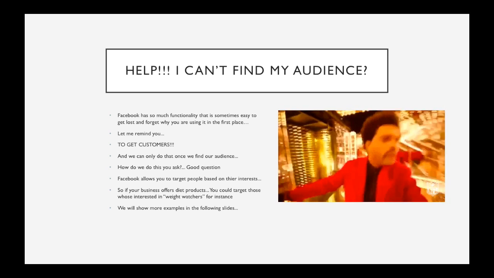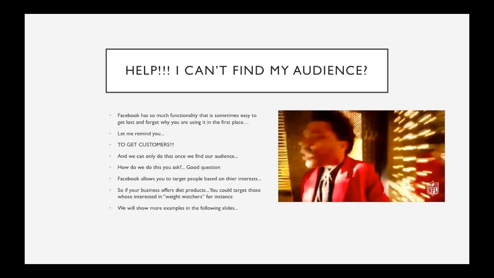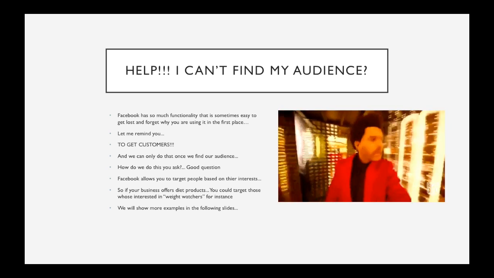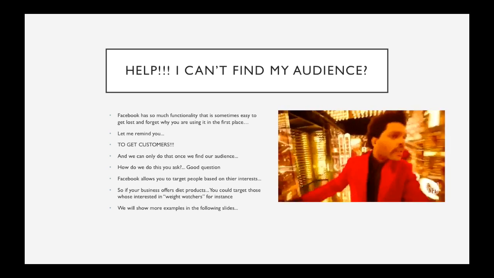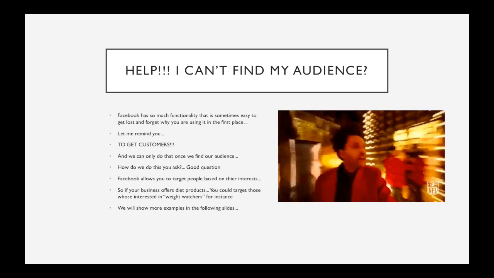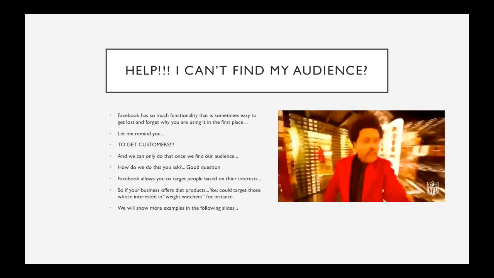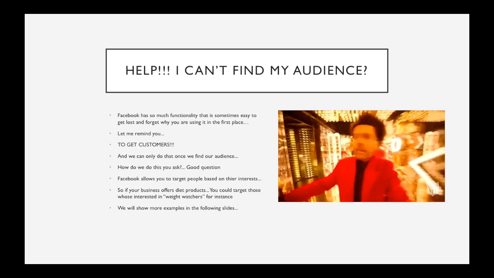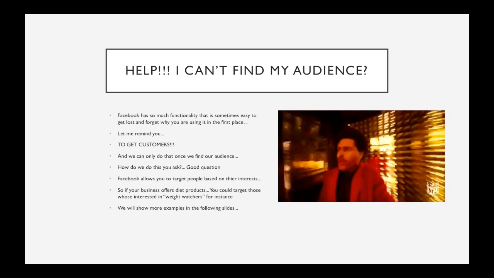Facebook has so much functionality that sometimes it's so easy to get lost and forget why you're actually using it in the first place. And that is to essentially get customers. And we can only do that once we find our audience. How do we do this, you ask? Good question. Facebook allows you to target people based on their interests. So if your business offers diet products, for instance, you can target those who are interested in Weight Watchers. We'll also be showing more examples of the types of things you can target on Facebook in the following slides.